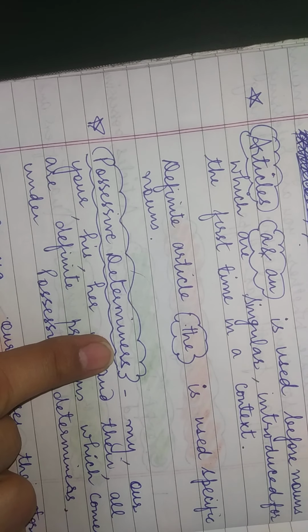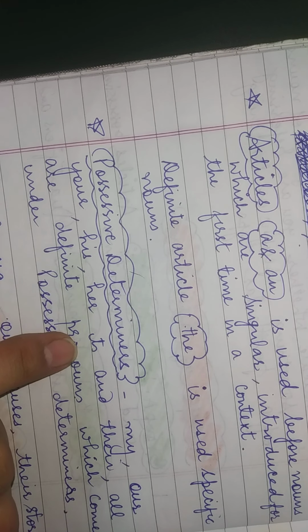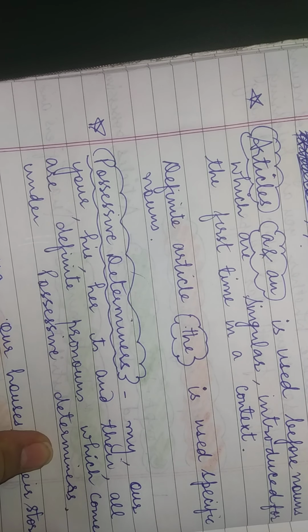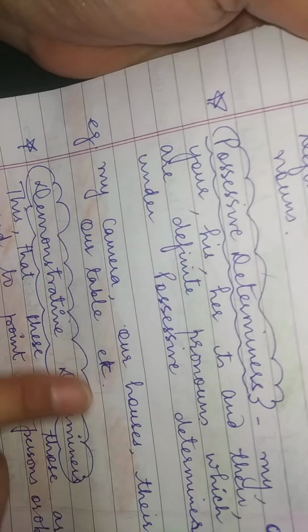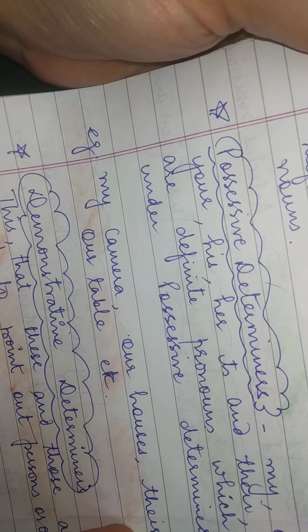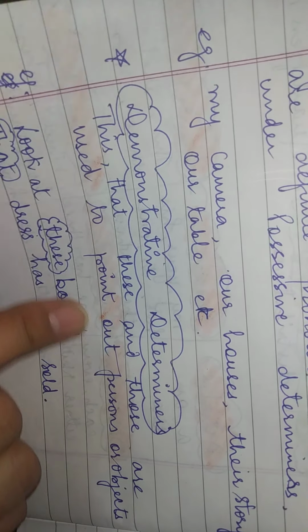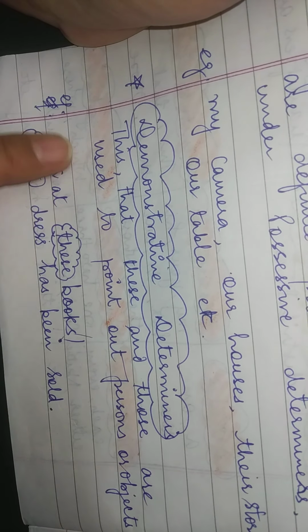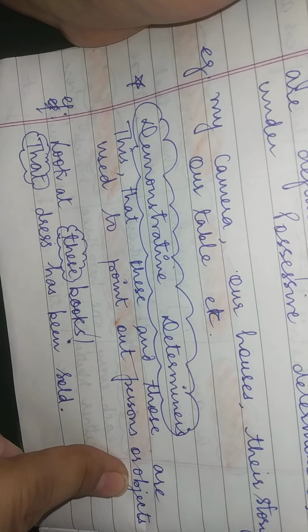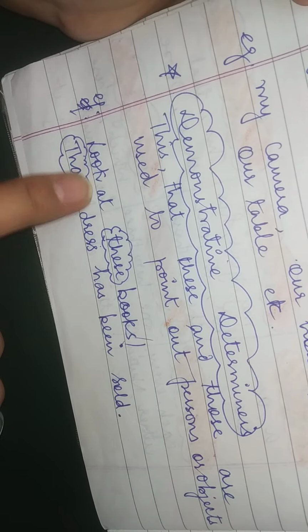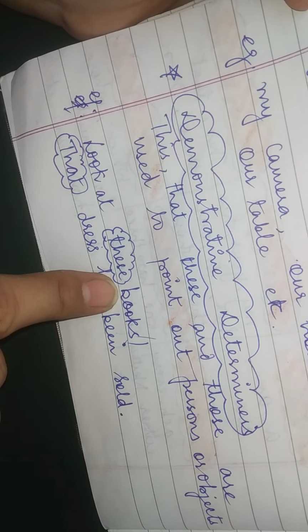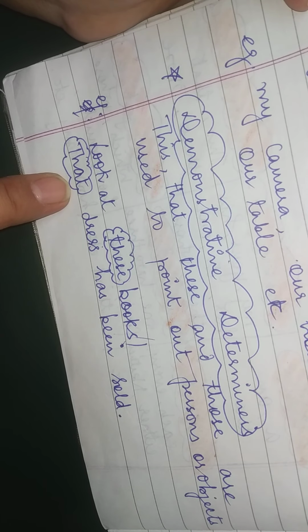Then come the possessive determiners. My, our, your, his, her, its and their all are the possessive determiners. My camera, our house, their story, our table, etc. Demonstrative determiners: this, that, these, those are used to point out persons or objects. Look at these books. That dress has been sold. Means here we are pointing towards some books or some dress.